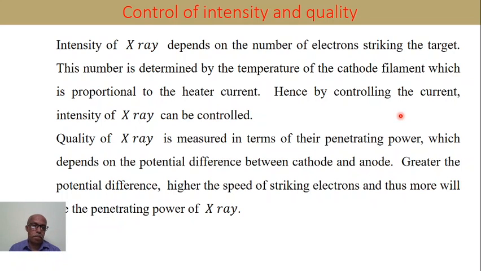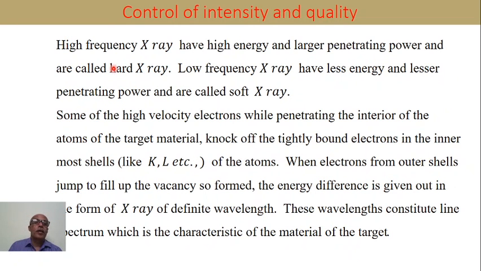Hence the intensity increases. The quality of X-rays is measured in terms of their penetrating power. Larger the penetrating power, larger is the quality of X-rays. This penetrating power depends on the potential difference between the cathode and anode. Larger the potential difference, more will be the penetrating power, and the X-rays are said to be of good quality. Greater the potential difference, larger the speed and kinetic energy of the striking electrons, and thus more will be the penetrating power of X-rays.